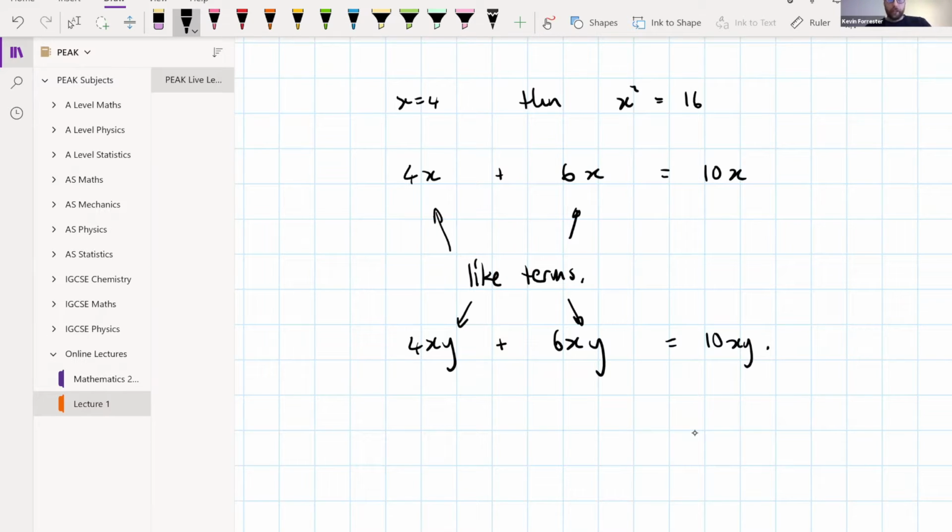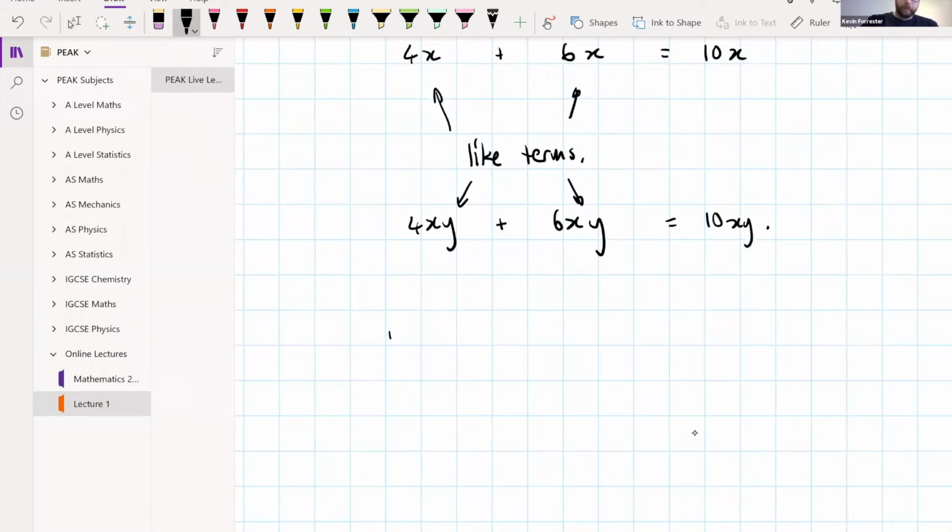Right, now when can you not simplify? And this is when you have unlike terms. So that is, for instance, if you have 4x plus 4y. This is an example of an expression that you cannot simplify because you have two completely different algebraic variables. So the x is not the same as the y because you can actually make them two separate values.